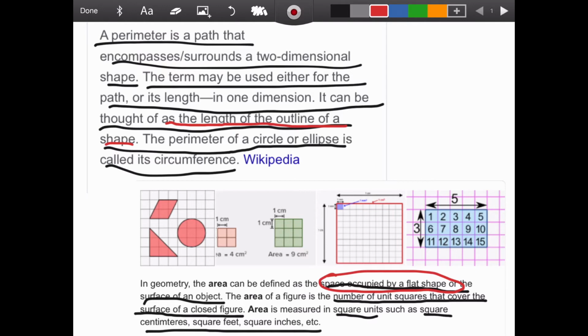So now we can figure out the formulas for area and perimeter, and then we can go and do a problem. But before we do that, I just want to note that I got this from the internet. I believe it's from Wikipedia, but I just want to note that I did not write any of this. So this is not my writing.